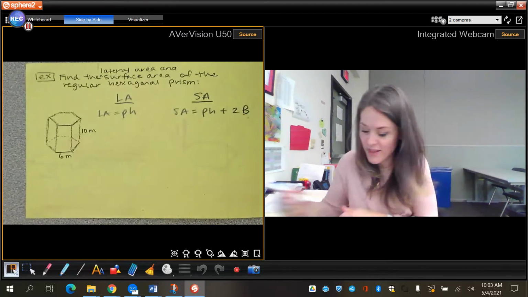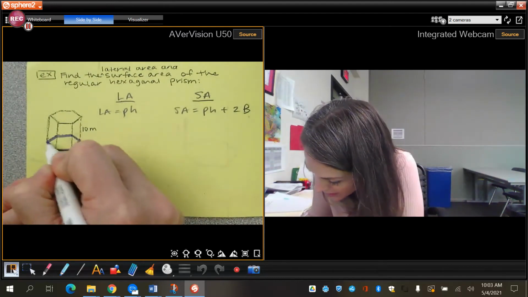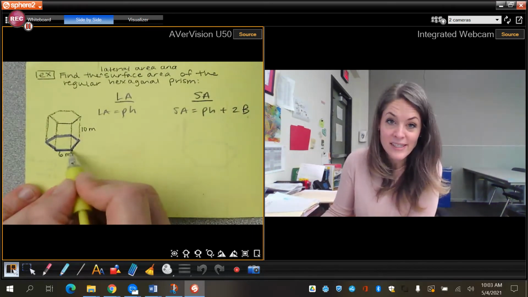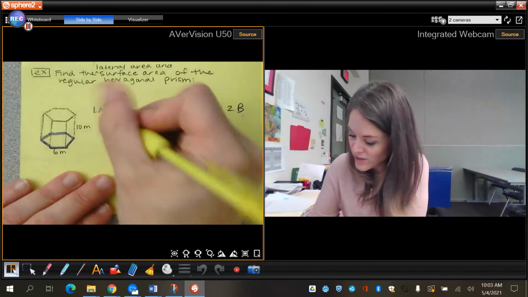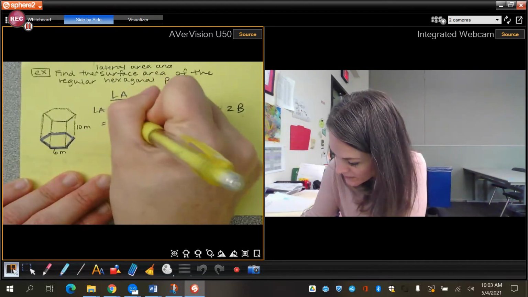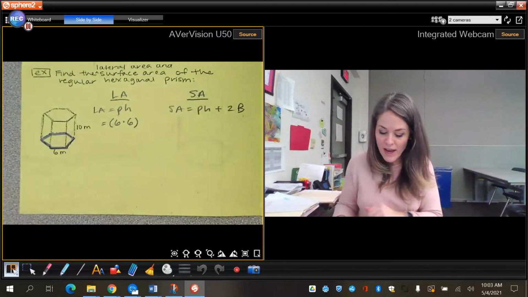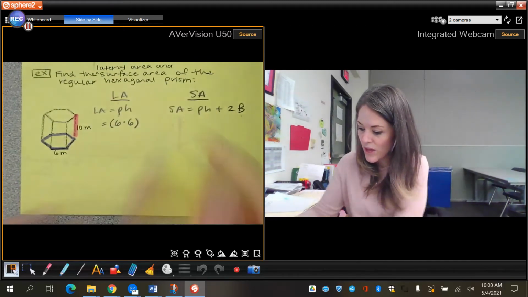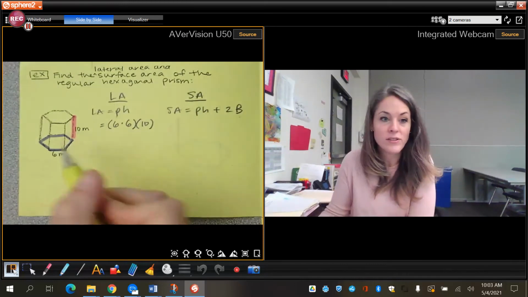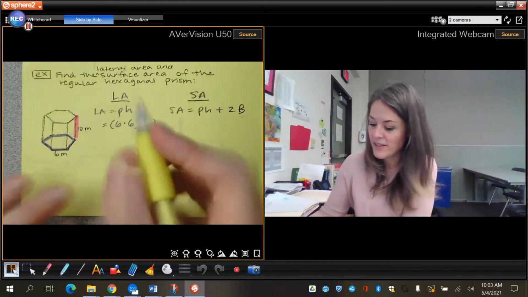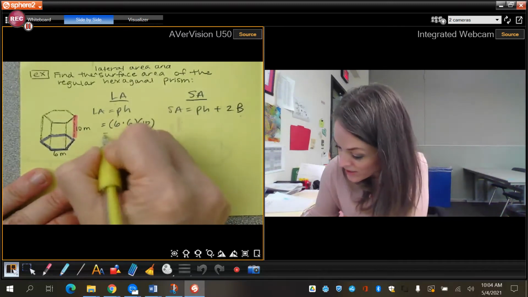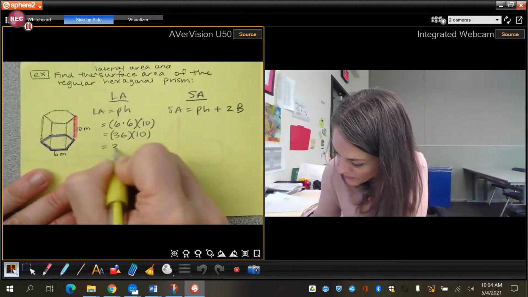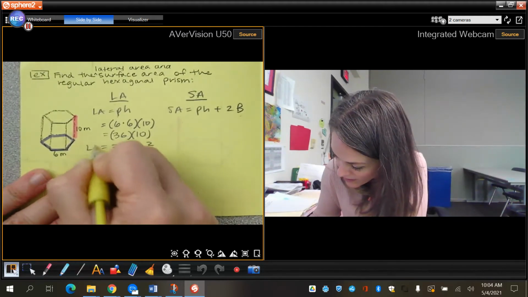I'm going to outline that the same way. So perimeter of the base, that's a regular hexagon, and I know each side is 6 meters, and there are 6 sides. So to find the perimeter, that would be 6 times 6. And then the height, again, I'll label it in the same color we did before, connects the two bases together, so that height would be 10. So to find all the lateral sides combined, it would be 6 times 6, which is 36, the perimeter, times 10, which would be 360 meters squared for lateral area.